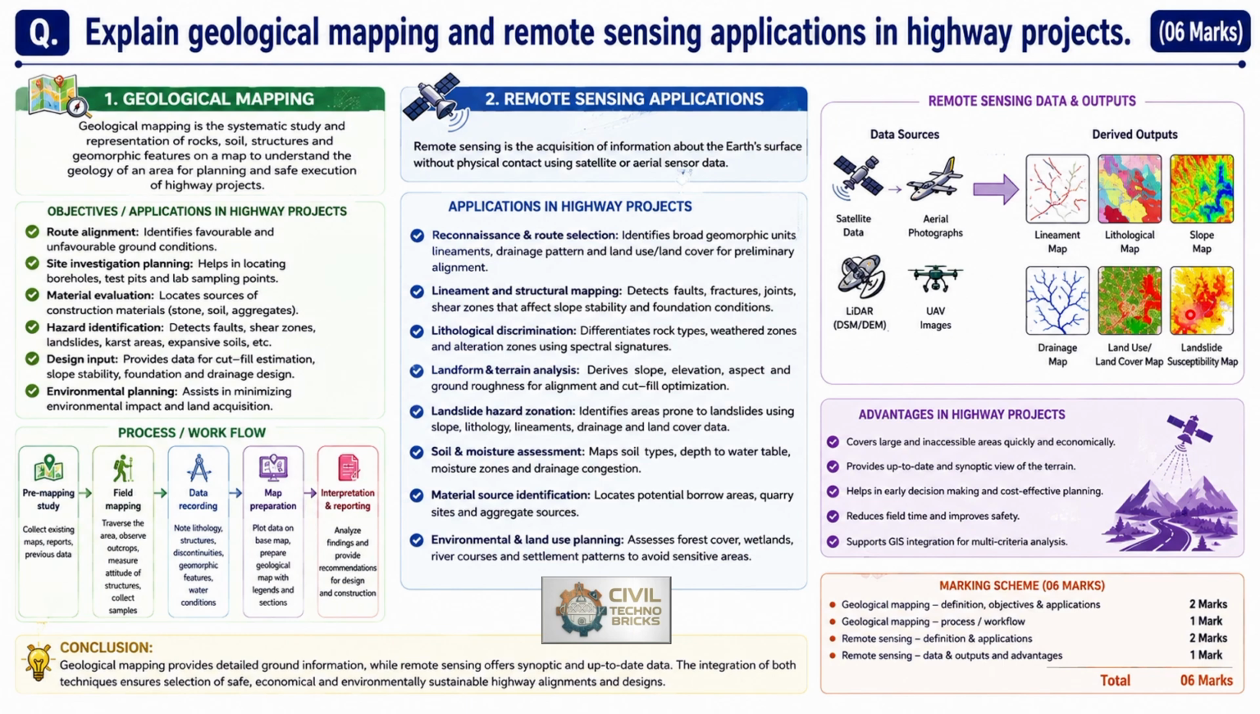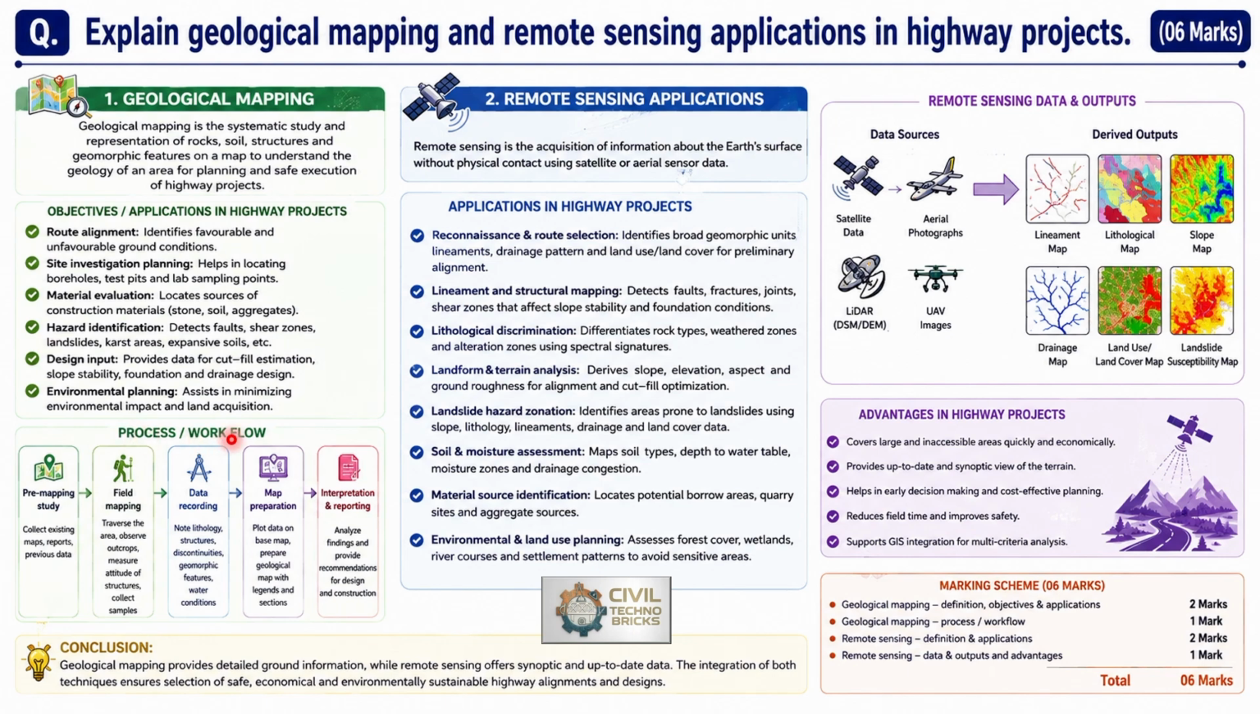So here first of all we have to see the geological mapping, that is the systematic study and representation of rock, soil structures and geomorphic features on the map to understand the geology of an area for planning and safe execution of highway projects. So what is the objective behind geological mapping? These are the 5 or 6 objectives listed below. These objectives are nothing but the applications in civil engineering or highway projects, that is route alignment, site investigation planning, material evaluation, hazard identification, design input, and environmental planning. So basically these all are the applications in the highway project which satisfy sustainability also.